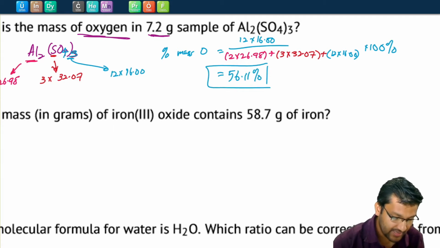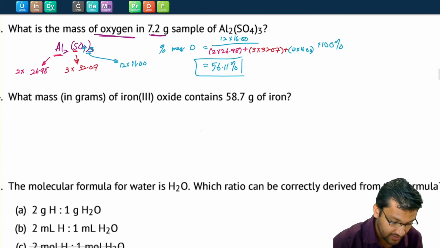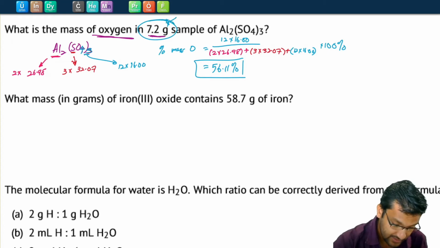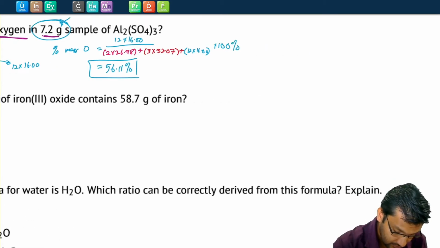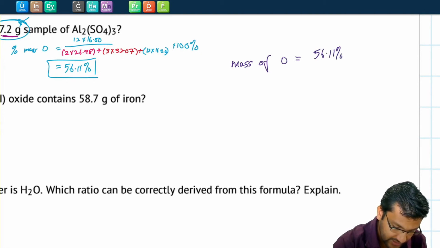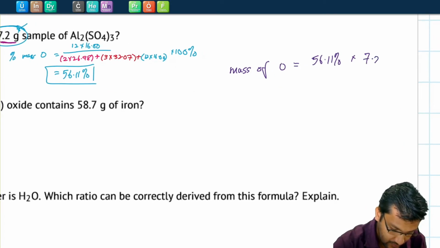But that's a percent mass composition of oxygen. So 56.11% of the total mass would be the mass of oxygen. And they give us the total mass. So the mass of oxygen should be 56.11% of the total mass, which is 7.2 grams.